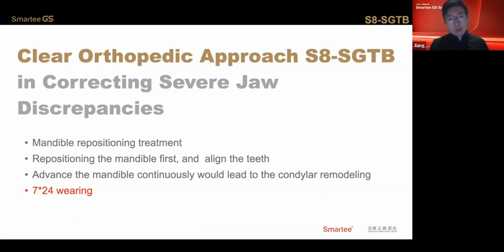So let's have a conclusion of today's lecture. We share a clear orthopedic approach called S8 SGTP in correcting severe jaw discrepancies. It is a clear version of mandibular repositioning treatment. It can reposition the mandible first and at the same time align the teeth. So actually it is a combination of orthodontics and orthopedics. And it can advance the mandible continuously. It can lead to TMJ remodeling, and it requires 7/24 wearing.